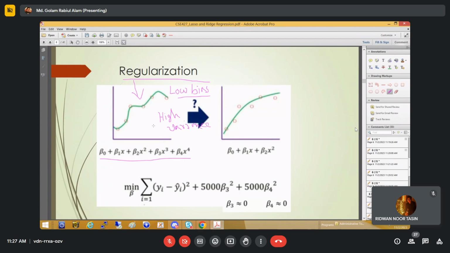But how can we build the perfect model from this model? To get the perfect model, what we have to do is use some penalty. Okay, we have to use some penalty. A function with the penalty, we usually call regularization. So that means if we do the regularization, then we will get the perfect models, like polynomials with lower degree. How can we get that?